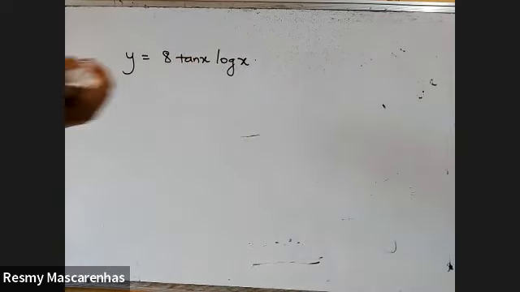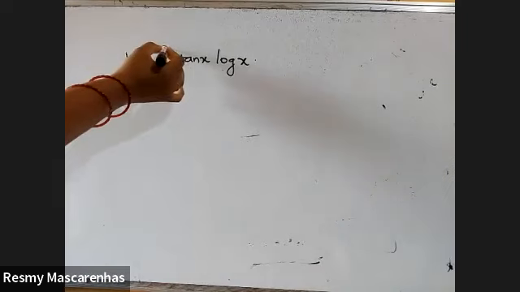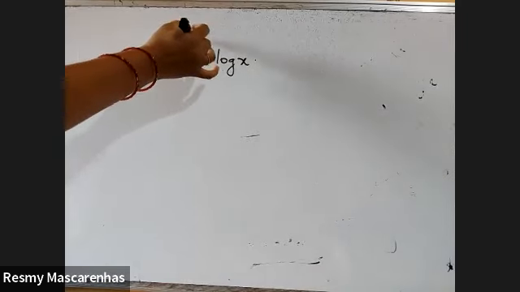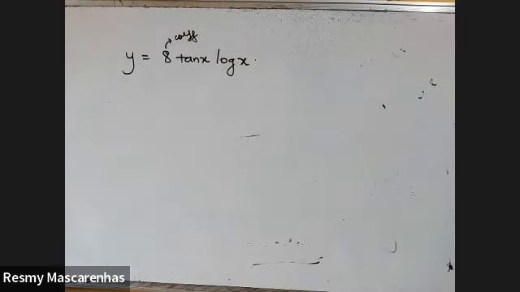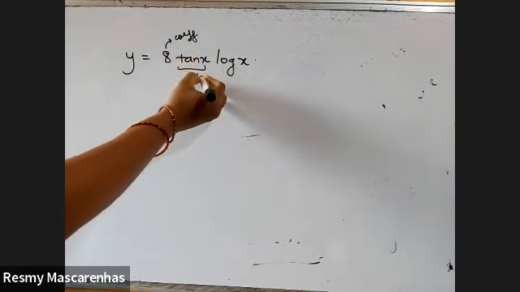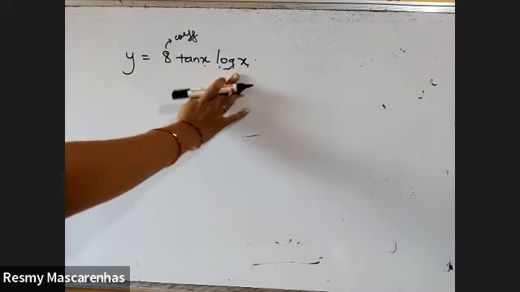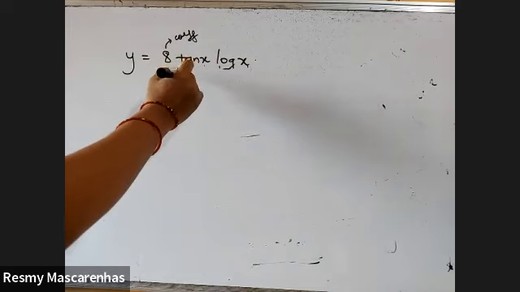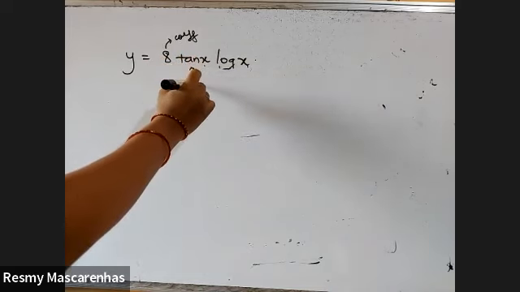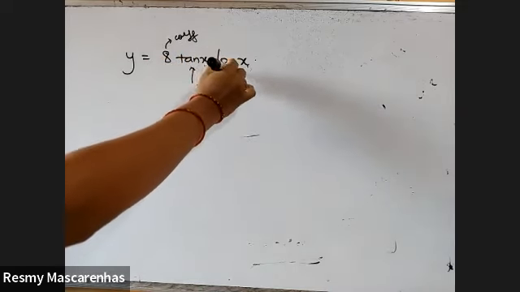Now don't think these are three terms. The coefficient is not considered a term. So this is u, this is v. I'll write it like this, because by the time you copy it, it looks like it is divided by u. This is u and this term is v.